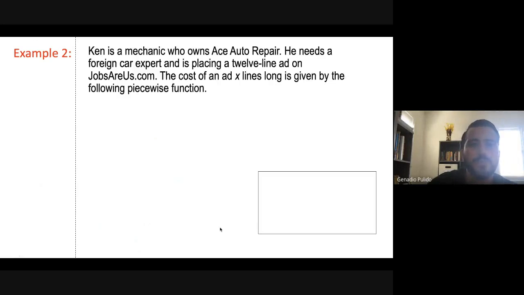Example 2, we have Ken is a mechanic who owns Ace Auto Repair. He needs a foreign car expert and is placing a 12-line ad on jobsrus.com. The cost of an ad X lines long is given by the following piecewise function. Okay, so we're going to look at piecewise functions.